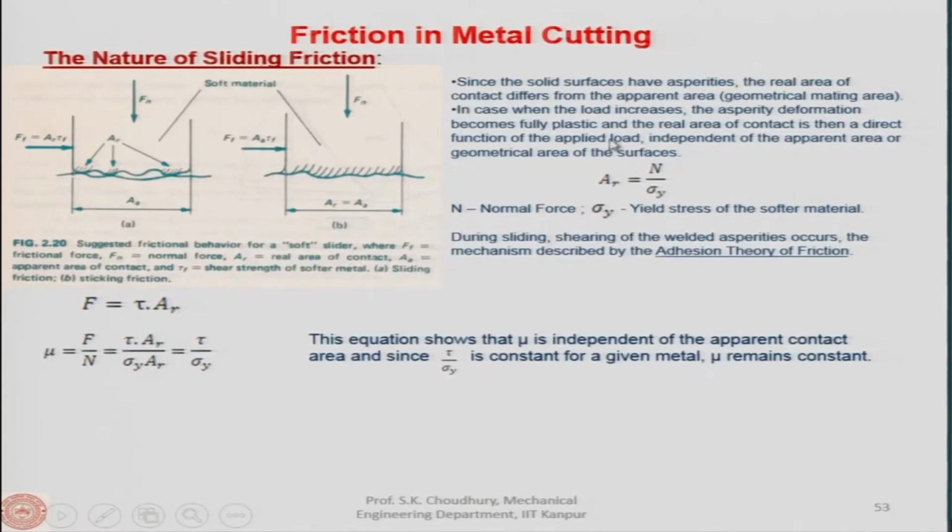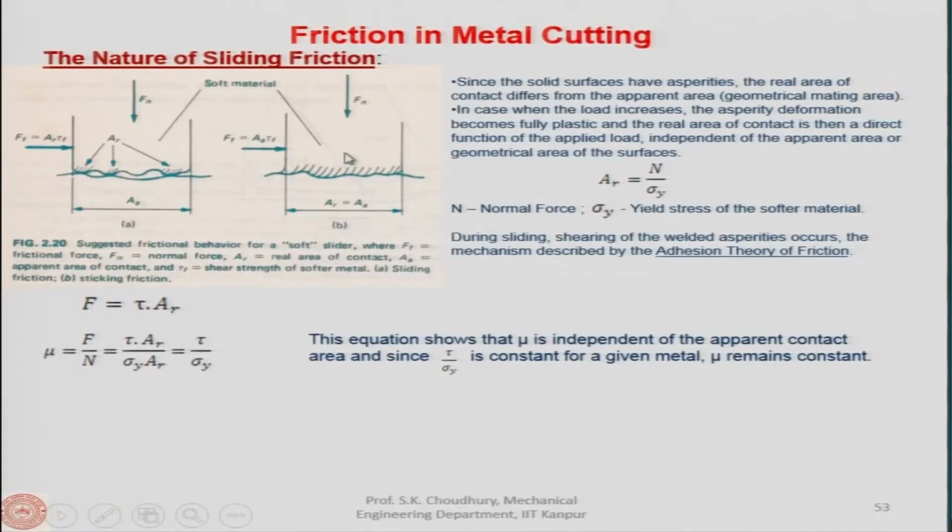So, this is the equation that we get. Here you can see that this is independent of the geometrical area. It does not depend on the geometrical area, it is only on the real area of contact. N is the normal force, and sigma y is the yield stress of the softer material. Out of the two, whatever is the softer material, this is its yield stress. Now, during sliding, this is the case.